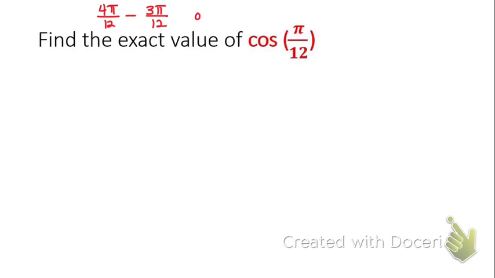I think the hardest part is recognizing it as a common denominator, because 4 pi over 12 is the same as pi over 3, and 3 pi over 12 is the same as pi over 4. You have to look at the angles in terms of a common denominator. So you're taking 4/12 minus 3/12 to get 1/12. So my angles, I'm using the cosine difference formula now.